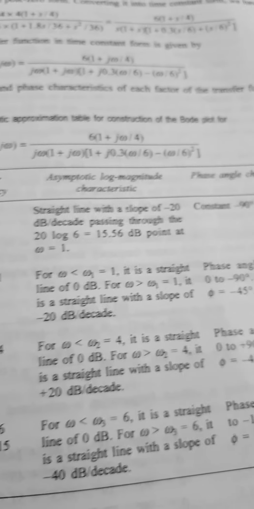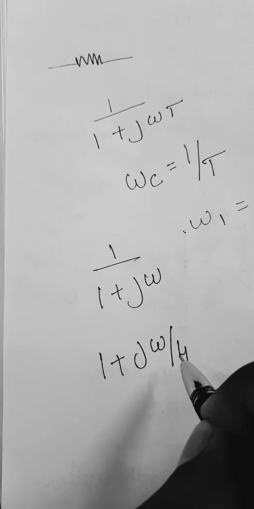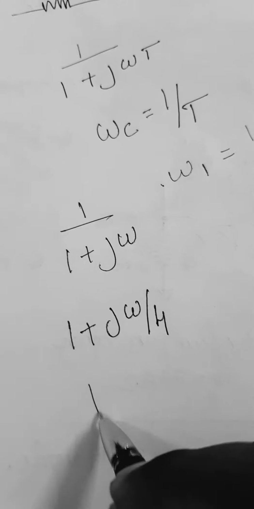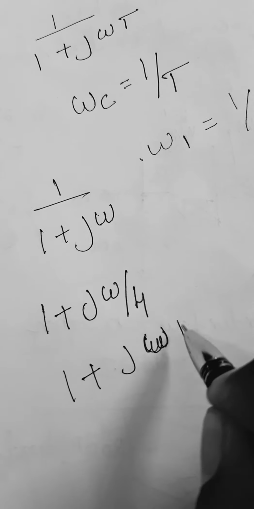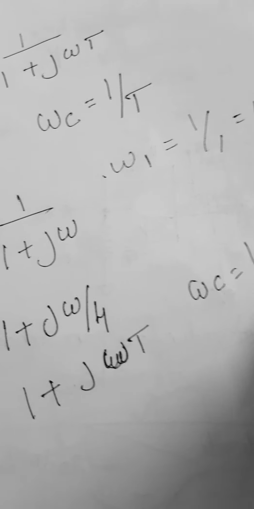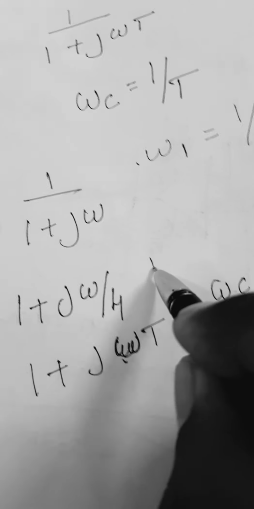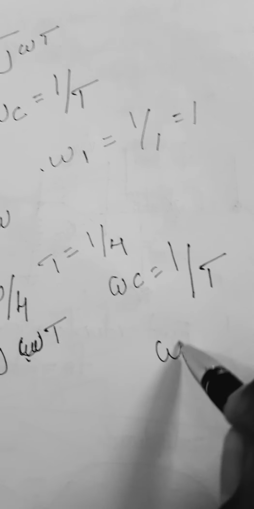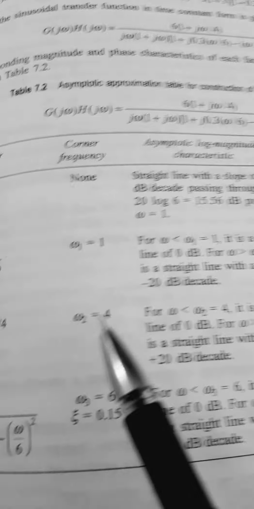Now when you are taking this one, 1 plus j omega by 4, it is in the form of 1 plus j omega t, and omega c is equal to 1 by t. Comparing these two expressions, here t is equal to 1 by 4. So omega 2 is equal to 1 divided by 1 by 4, you are getting it as 4. So that is why you are getting the corner frequency here.